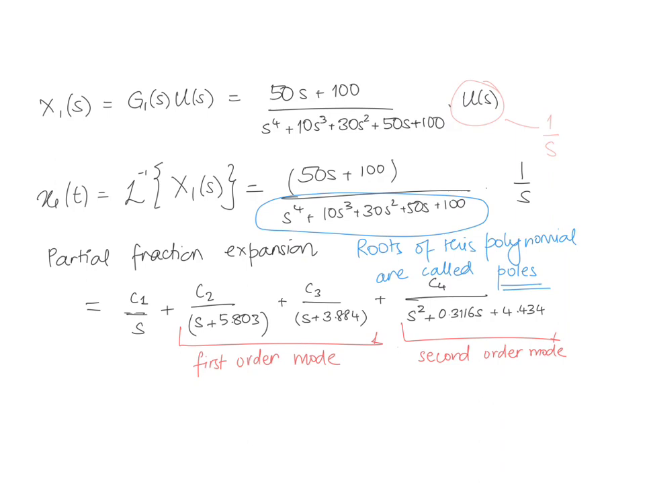The roots of the denominator are the eigenvalues, and those poles show up here. Minus 5.803 is a pole, minus 3.884 is a pole, and whatever are the complex roots of this polynomial, those are two more poles. So there are as many poles as eigenvalues. They are identical. Poles are the same as eigenvalues of the A matrix.